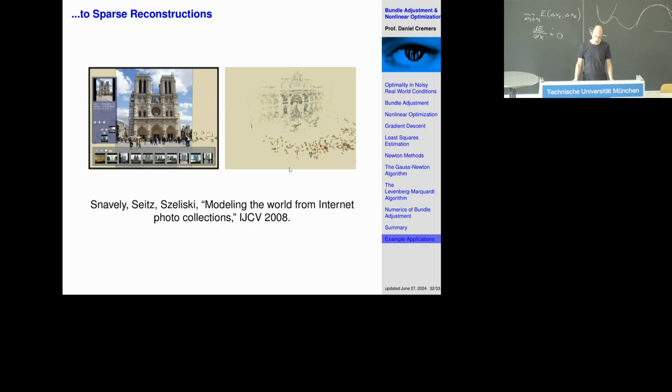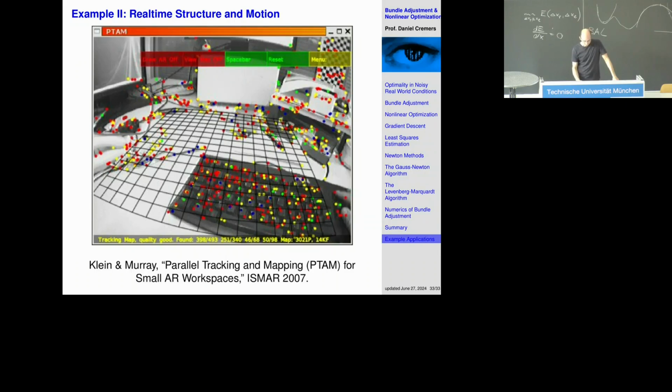And we are still kind of struggling at this point how to make this vision more scalable, that we can reconstruct worlds seen in images, seen in YouTube videos, for example. But this is one step in this direction. This is another complementary technique called parallel tracking and mapping, where we estimate camera motion and 3D structure in real time.